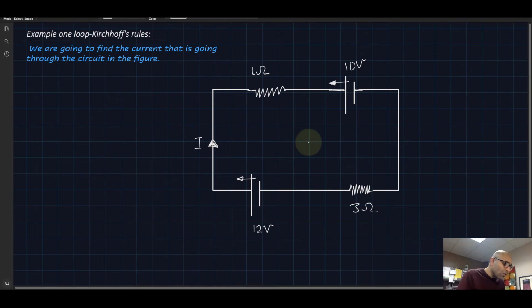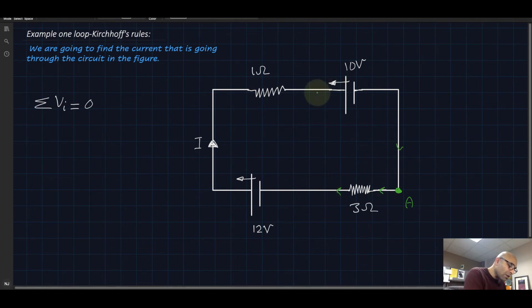All right, so we need to find the value of this current. Since we don't have junctions, we're not going to use the junction rule, we're just going to use the loop rule. And the loop rule says that the summation over all the voltage drops in a closed circuit must equal 0. The way we do that, we just start at a certain point. I'm going to choose this one, and I assume the current is going this way, so the current will always be going this way.